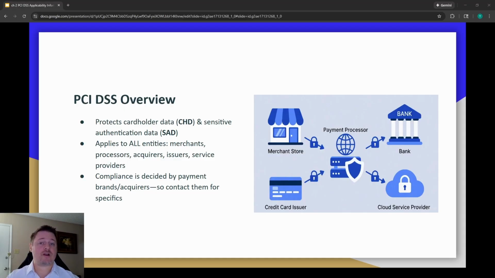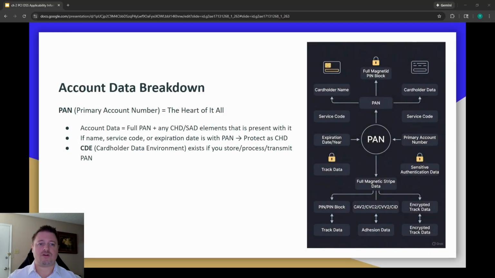Now, here are two acronyms that you must know, the CHD and the SAD. CHD is cardholder data, and SAD is sensitive authentication data. Compliance is decided by the payment brands and the acquirers. If you have any questions, you can contact them for more information as well. Remember the acronyms CHD and SAD. They will be used a lot during this whole process.